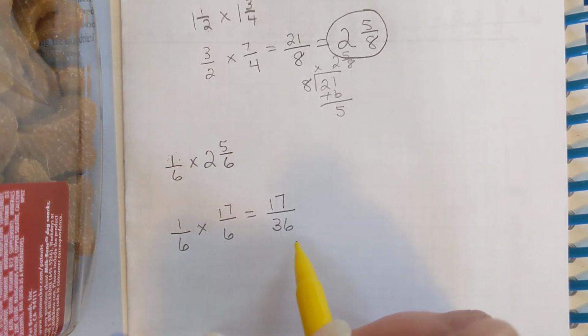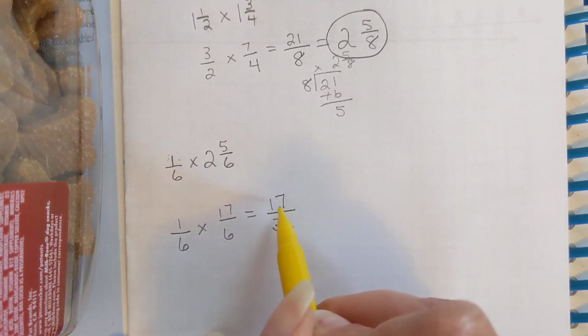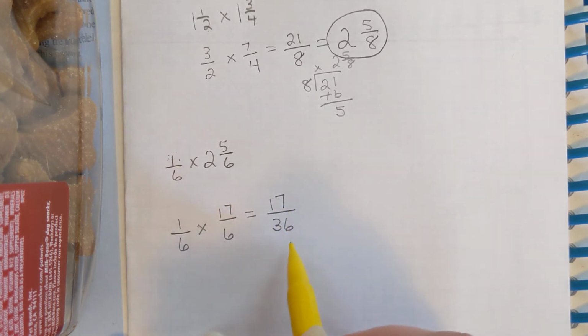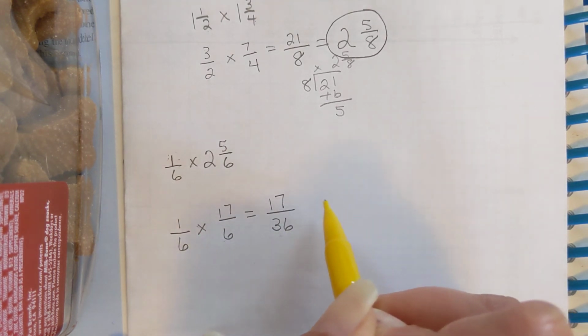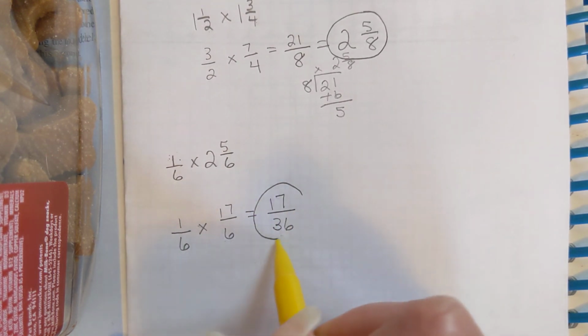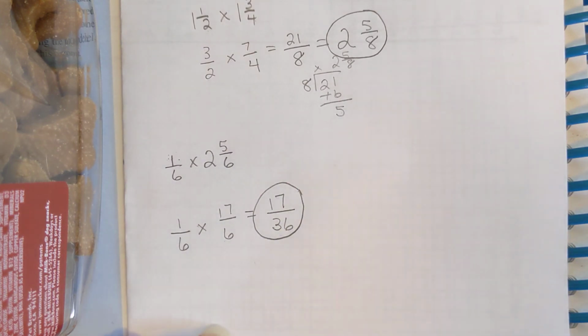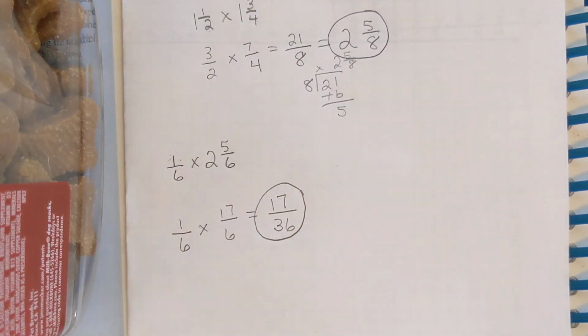Can I reduce that? 17 is a prime number, so only 1 and 17 will go into 17, and you can't take 36 divided by 17. It doesn't work out evenly. So my answer is 17/36. That concludes lesson 120, and that concludes your math book.